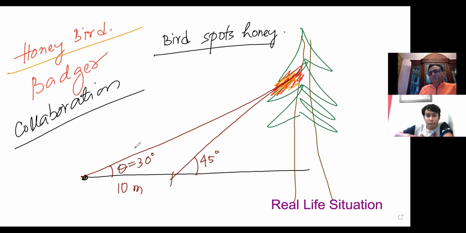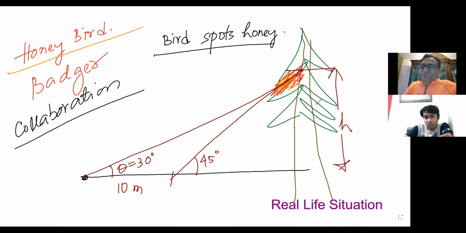Okay. Your question now is to estimate the height at which the honey is. How much does the badger need to climb up to get to the honey? That is the question. Okay, sir. How will you do this question? Tell me.